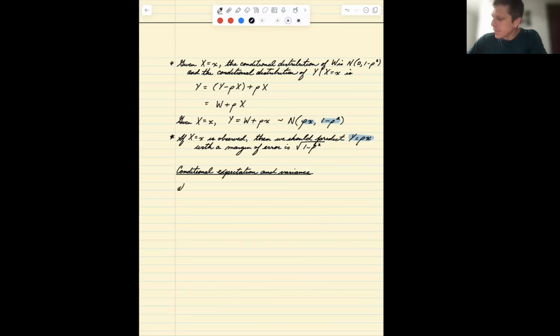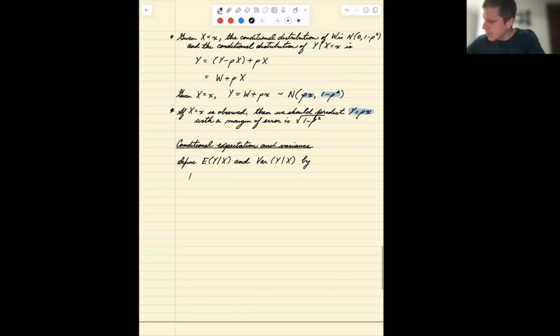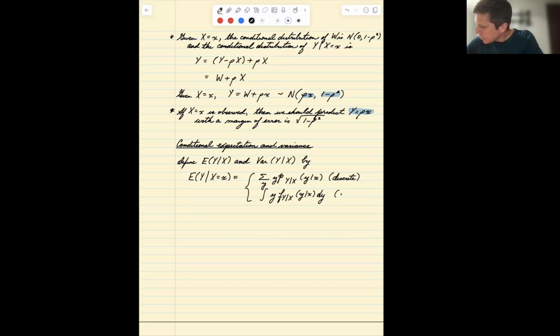So let's define, we're going to define E of y given x and var of y given x. So these are the conditional expectation of y given x and the conditional variance of y given x. And we define it, for specific values, little x, first, as the expectation of y with respect to the conditional mass function of y given x in the discrete case, or the integral with respect to the conditional density in the continuous case.